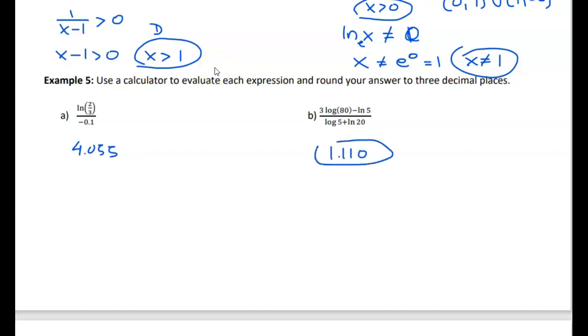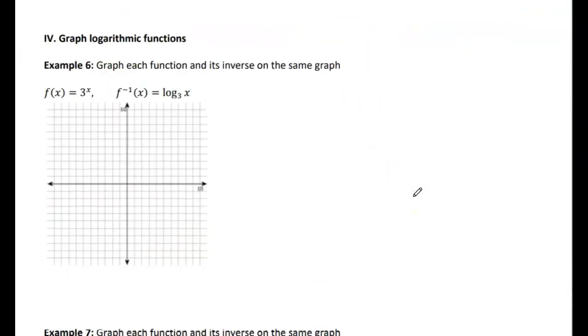Alright, so just evaluating, you can use the natural log or the log base 10 in your calculator. You can input everything at once, just make sure that it goes in the right place, using parentheses and things like that. Okay? Alright, let's graph log functions.